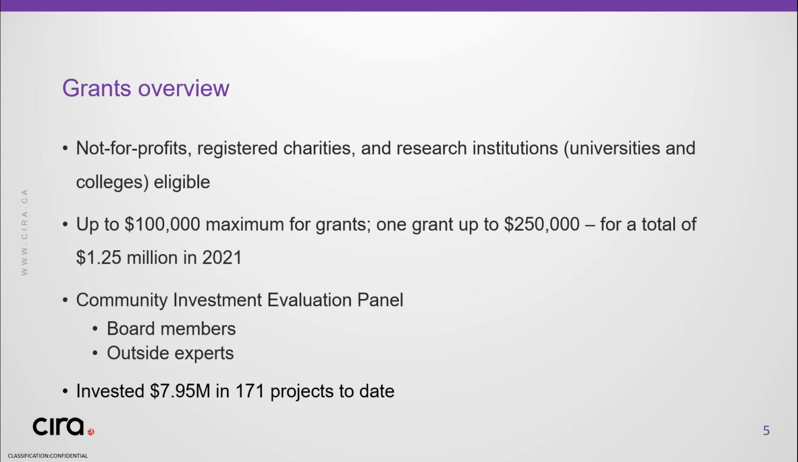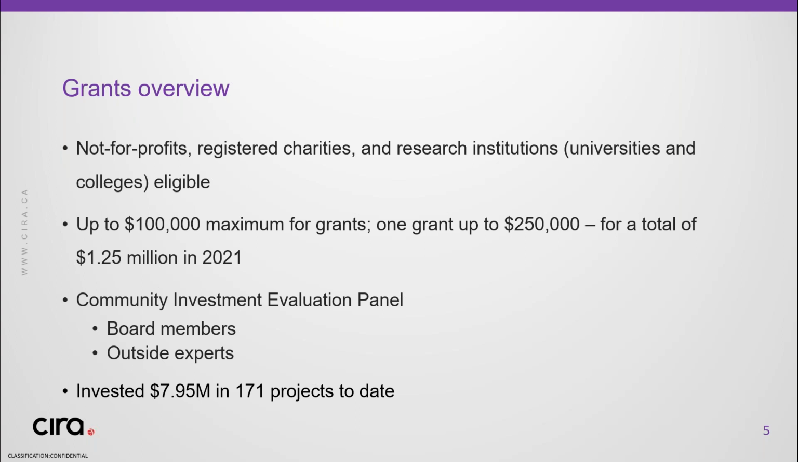Here's a quick overview of the specifics of this year's grants call. We have $1.25 million to fund internet projects. Not-for-profits, registered charities, and research institutions, so universities and colleges, are eligible. You can apply in English or French. Our French webinar is tomorrow at 2 p.m. and it will cover the same ground that we cover here today.